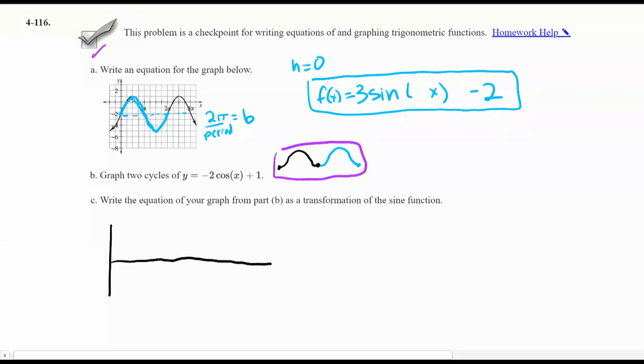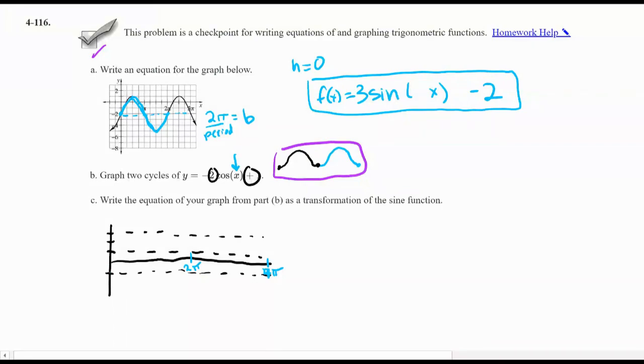So from there, I have my midline at +1. I'm going to make a little dashed mark here at +1. I have the amplitude of 2, so I'm going to go up 2 and down 2 to give me my minimum and maximum. In this case, same as the last one, the b value is 1. So that means the period here is going to be 2 pi. And if I'm graphing 2 cycles, then I'm going to go up to 4 pi.